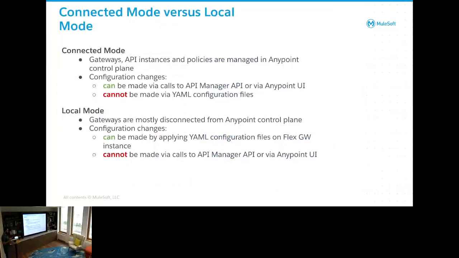In connected mode, you would have your APIs managed in the Anypoint platform in API Manager, and you can make configuration changes using API Manager, the platform API, or just do it manually using the UI. In the local mode, the gateway is mostly disconnected from the Anypoint control plane, and you would be able to define those configurations through YAML configurations and integrate with your CI/CD pipeline.